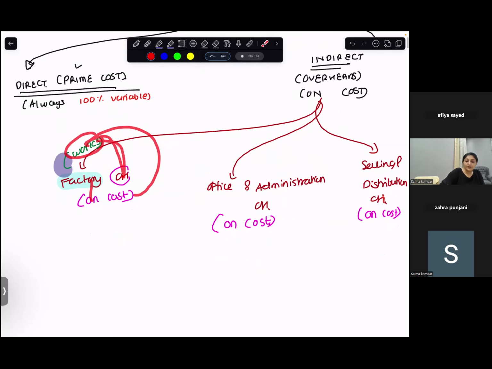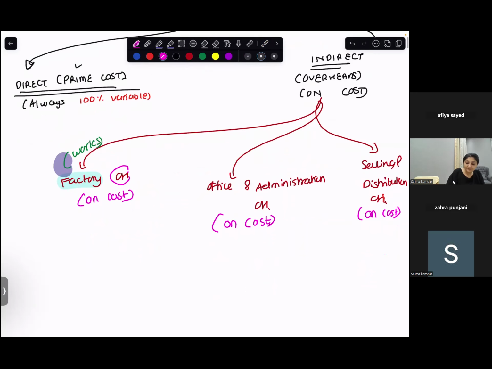Factory overhead. Now here what you need to understand is the nature. Factory overhead can be variable also. It can be fixed also. And it can be semi-variable also. Do you know the difference between these three? Do you know the distinction between variable, semi-variable and fixed? Variable is something that changes as per production.